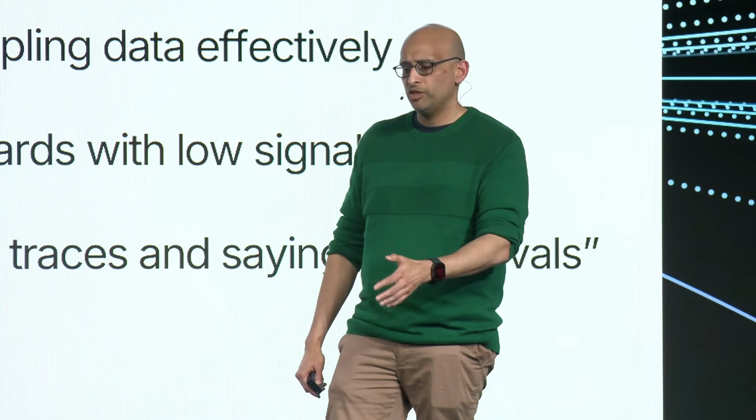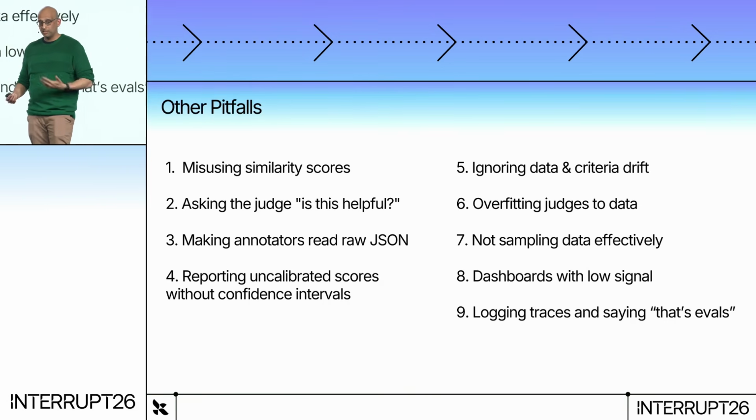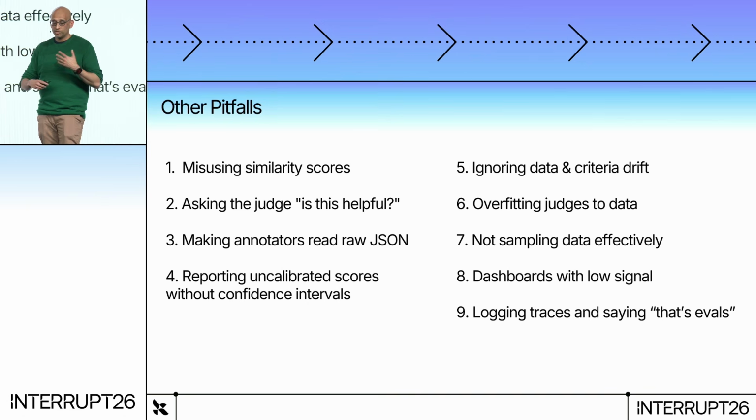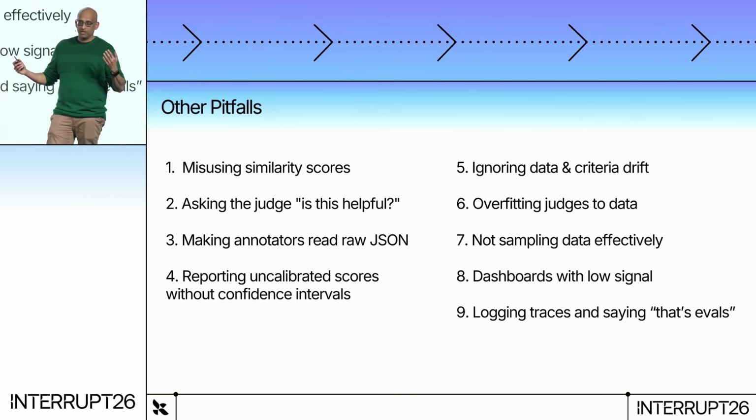So there's a bunch of other pitfalls. We don't have time to go through every single pitfall exhaustively, but let me just give you a taste. So misusing similarity scores, okay? ROUGE, BLEU, whatever. You see that on a lot of eval dashboards, and it doesn't make any sense. Do you really want to be measuring similarity? But they come with a lot of off-the-shelf eval frameworks. I always see also number 2 here, asking the judge, is this helpful? Just really bad LLM judge prompts that are not specific to your product.